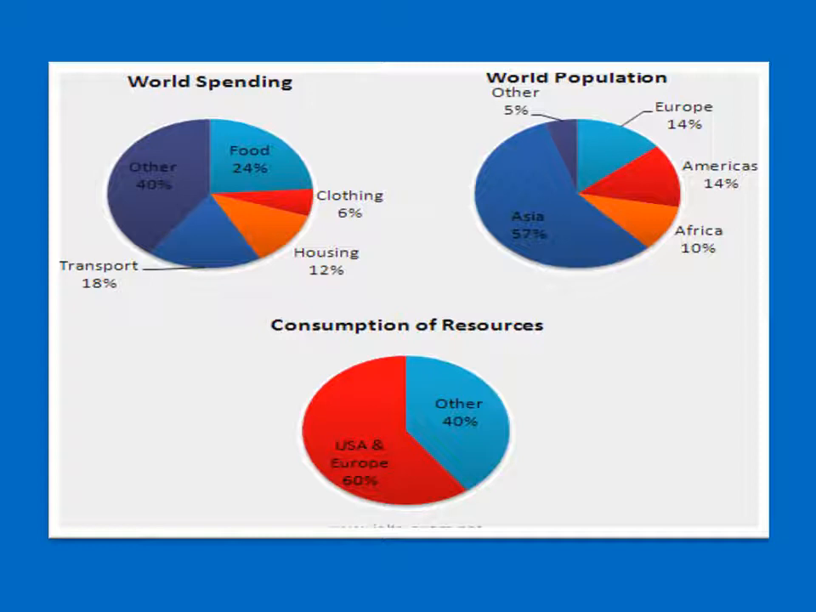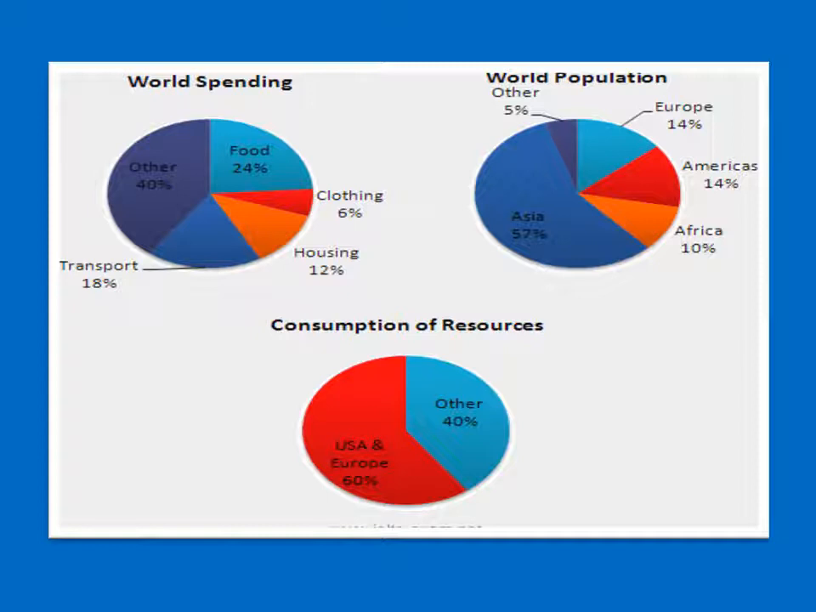Now, the second pie chart on the right, world population, you can see Asia, for example, 57% of the population of the world live in Asia, more than 50% then. Europe, we have 14% of the world's population. Americas, North America and South America, 14%. In Africa, 10%, and in other parts of the world, we have 5%.